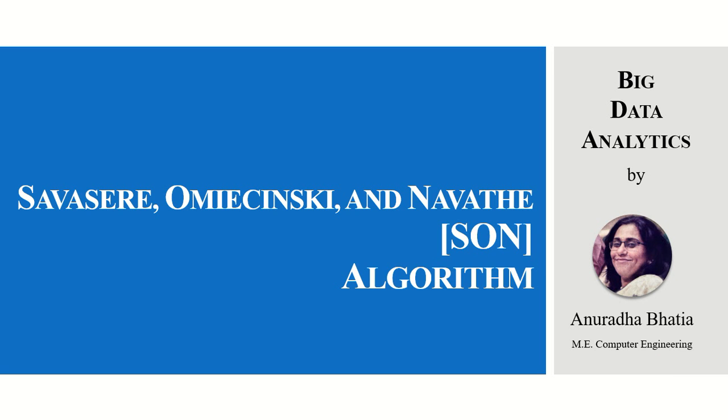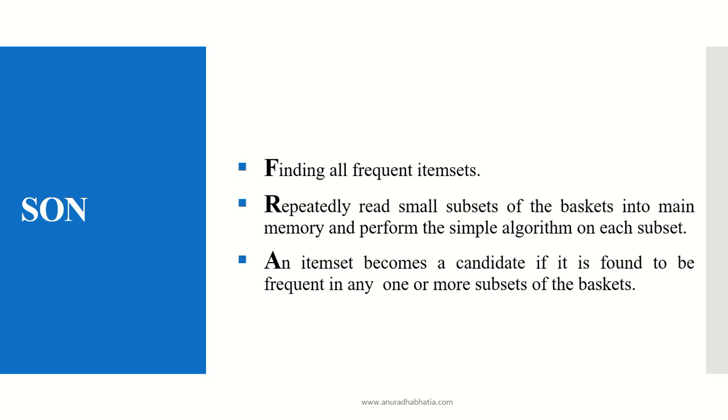Hi, now we'll see the Savasere, Omiecinski and Navathe algorithm, commonly known as the SON algorithm, for big data analytics. The SON algorithm is used for finding all the frequent item sets. Repeatedly, it reads small subsets of the baskets, that is, from the large number of data items in the basket, it reads small subsets in small chunks in main memory and performs the simple algorithm on each subset.